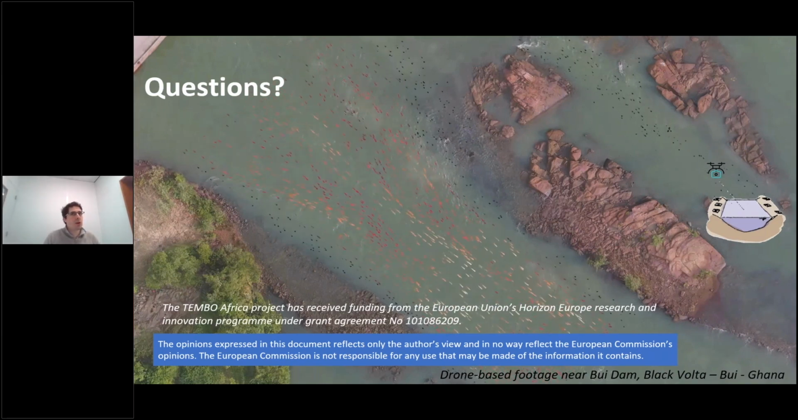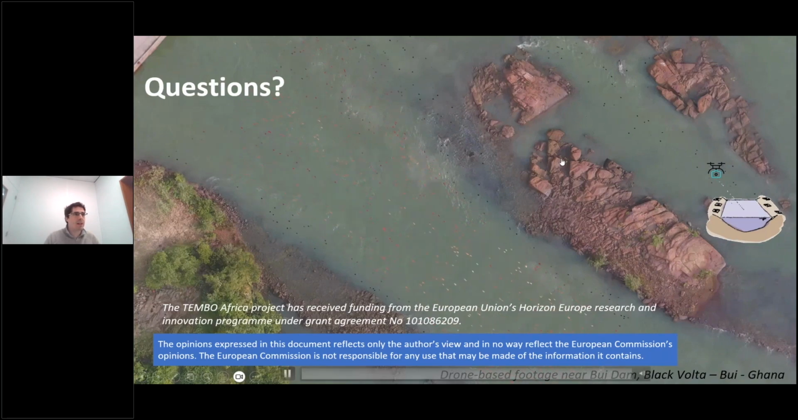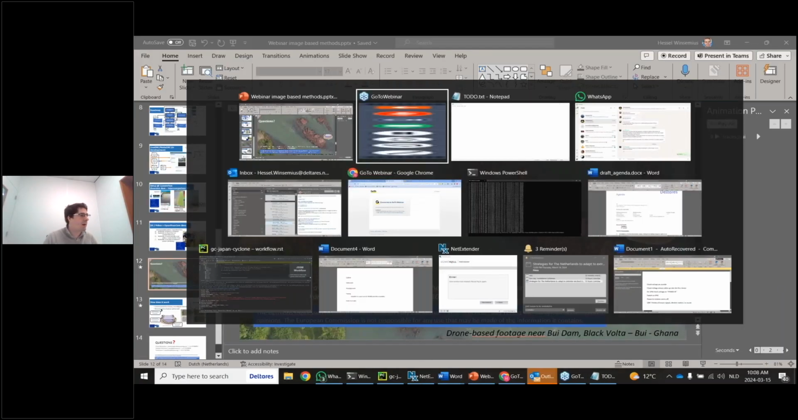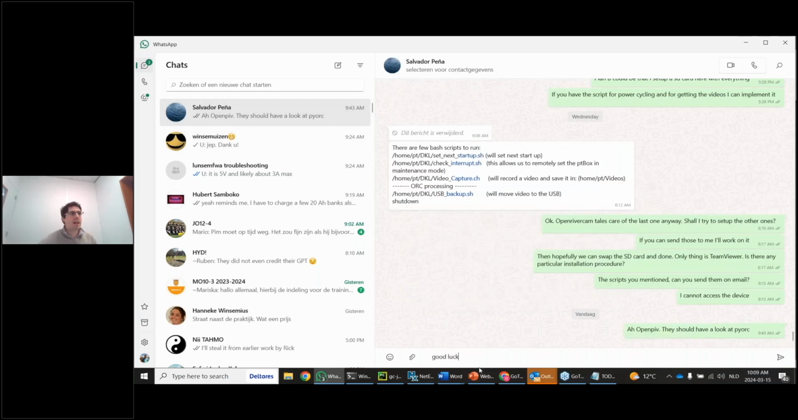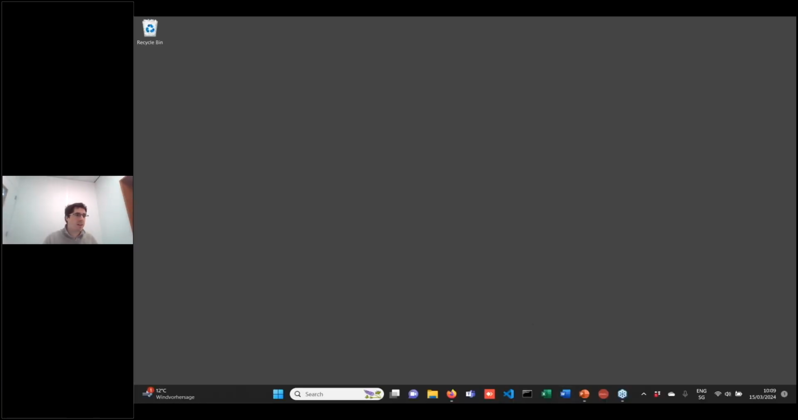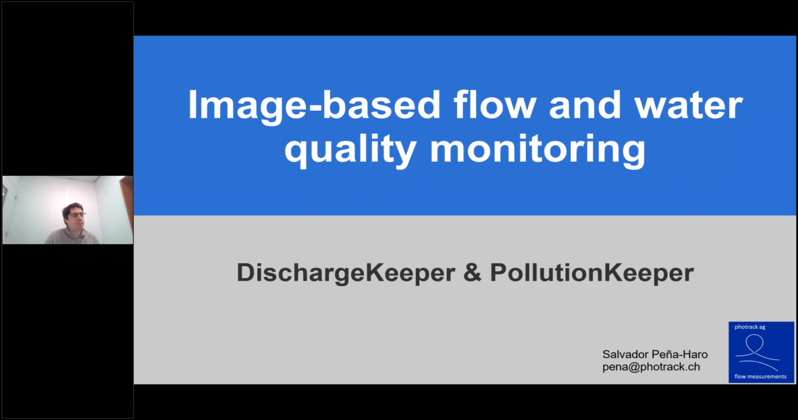There's going to be Dr. Salvador Peña Haro from Photrack. Salvador is a Mexican researcher with a PhD from the Polytechnical University of Valencia. Then he did a postdoctoral position at the ETH, and since then he has been working on a different type of problems. He has been working at Photrack, a spin-off from the ETH, and he's going to present some of their work related to image-based flow and water quality monitoring in sewer systems. So please, Salvador.